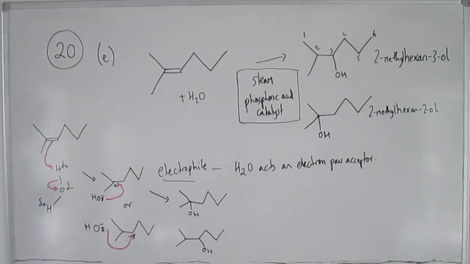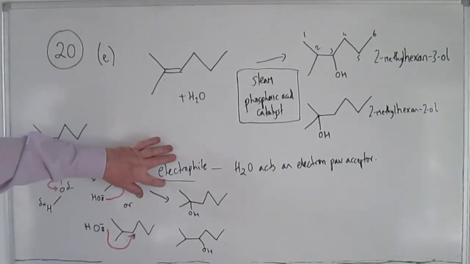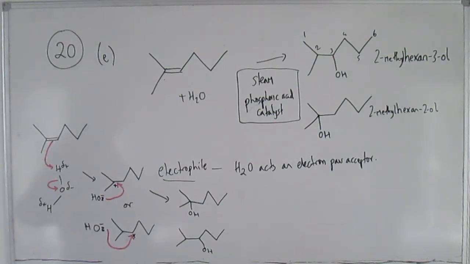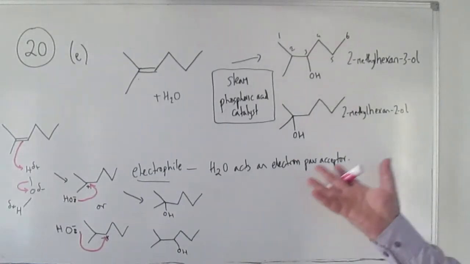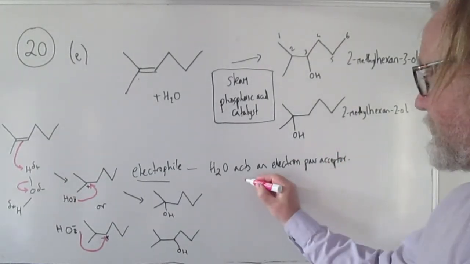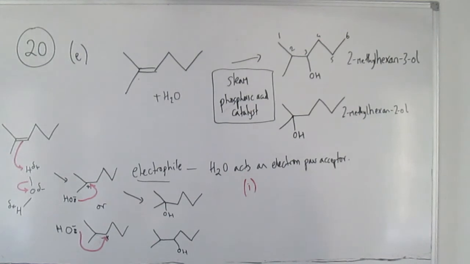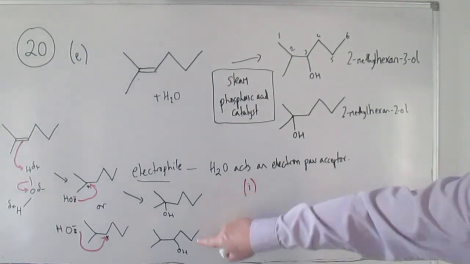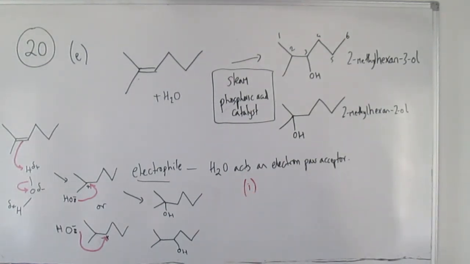So that's why it's called an electrophile, because of what's happening in that first step, that it's accepting this pair of electrons that comes from the pi bond and attacks the water there. So this then has actually given us all the information we need to answer part I, which is really just to explain which of these two will be formed in the greater amount, which one is the major product.